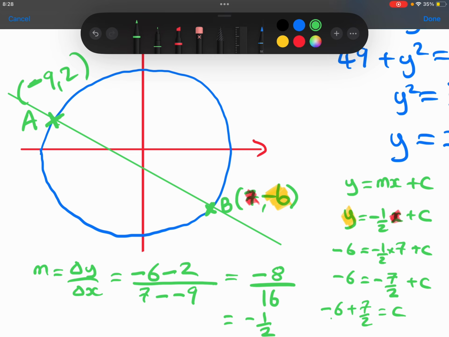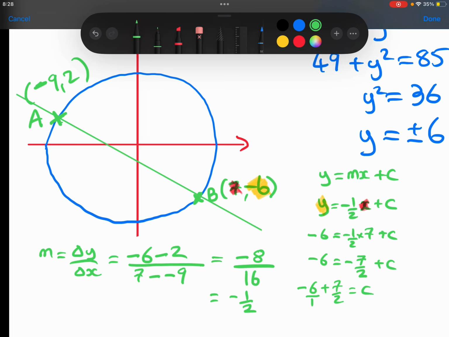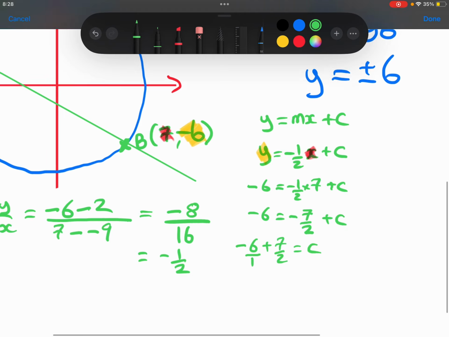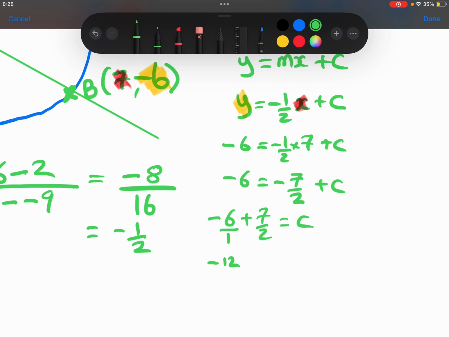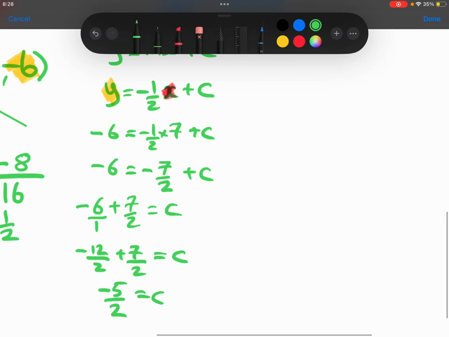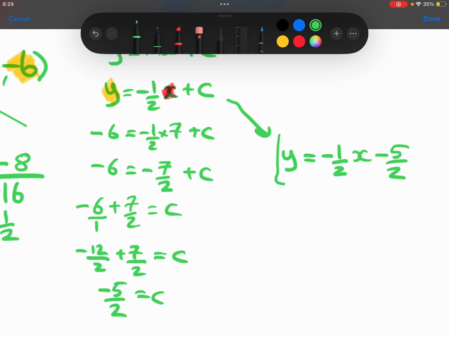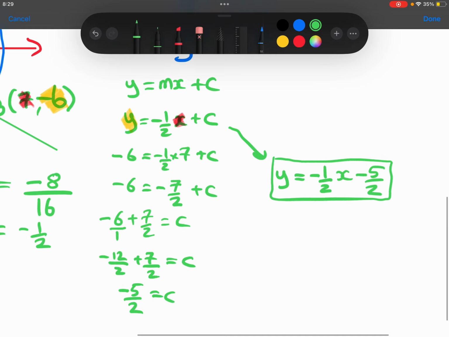Now, in order to simplify that, we need a common denominator, so that minus 6, we'll write that as minus 6 over 1, which is then going to be the same thing as minus 12 over 2. And the minus 12 over 2 plus 7 over 2 is minus 5 over 2. So we've got the y-intercept now, and we've now got the full equation of the straight line, which is y equals minus 1/2 x minus 5 over 2. And we can leave our answer like that because the question didn't specify how we had to leave our answer.